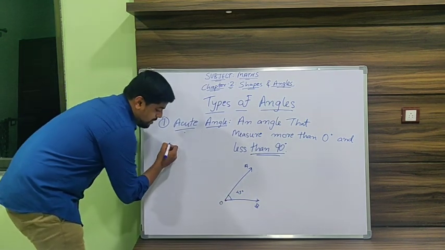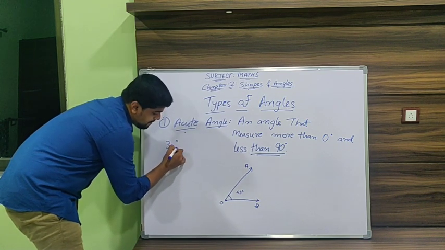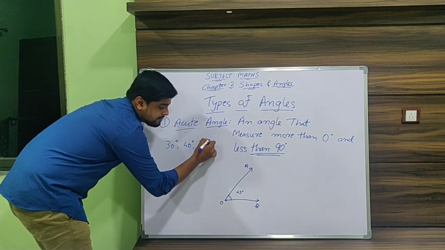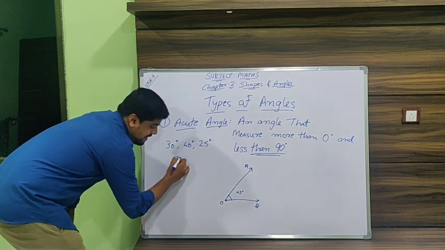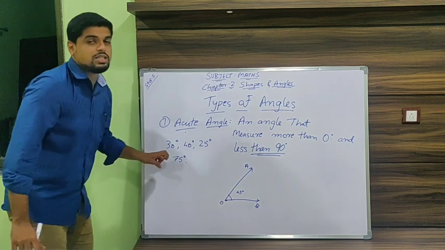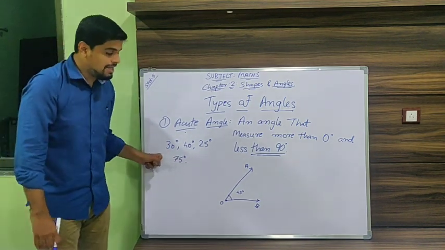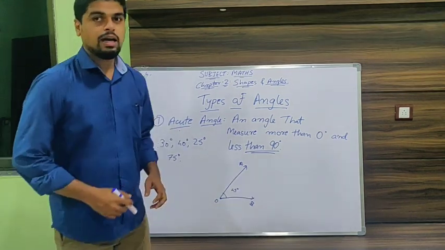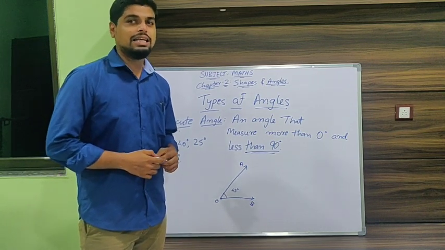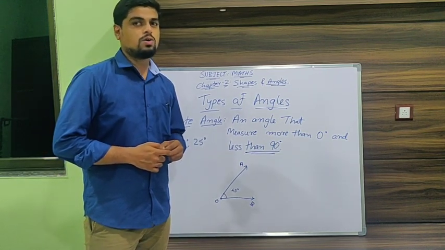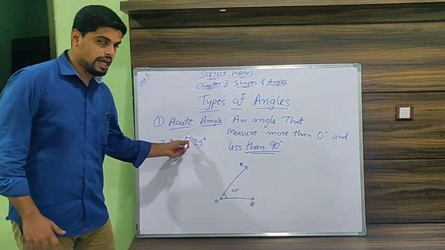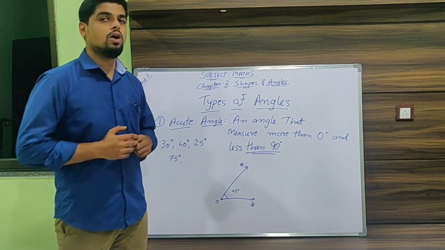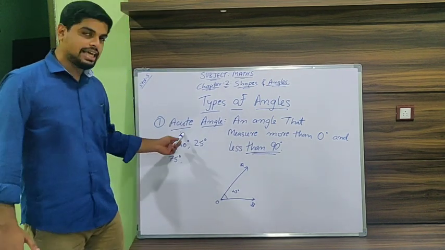Why an acute angle? Because it is less than 90 degrees. If an angle has a value less than 90, say 30 degrees, 40 degrees, 25 degrees, 75 degrees, all these angles are less than 90, so such angles are known as acute angles. Remember, any angle which is less than 90 degrees is an acute angle.